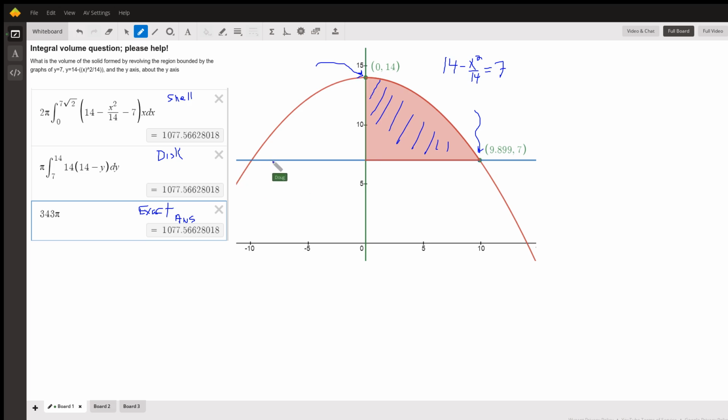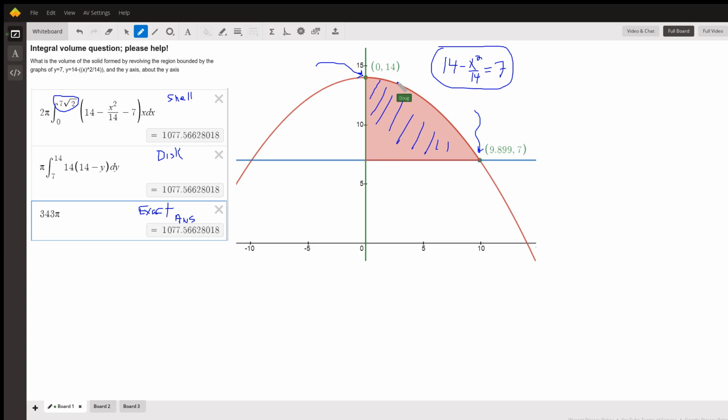Of course, this is the horizontal line y equals 7. So to find that point of intersection, we need to solve this equation. In other words, when does this red graph intersect the line y equals 7? I'm not going to go through that, but in exact form, it's 7 radical 2. Okay, and so you can use either the shell method or the disk method to find that volume of revolution.